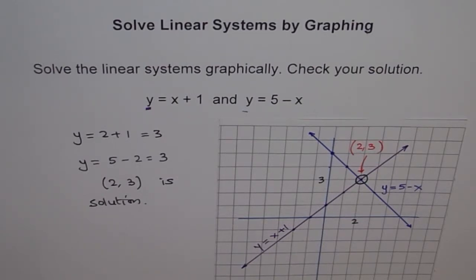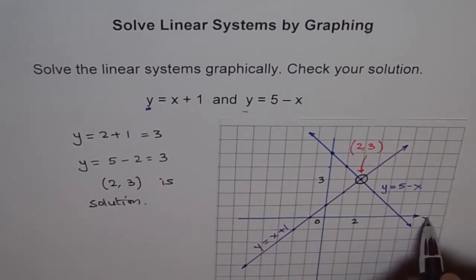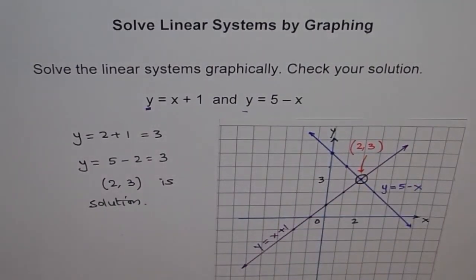Because the point is 2, 3, with no decimal places involved, this graphical solution is pretty accurate, right? And it's good practice to label your axes. Okay, so that's how we do it.